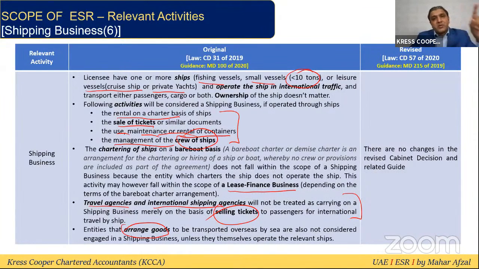We need to stick to the basic definition, and the basic definition is that the licensee is involved in operating ships in the international traffic, in the international area. If the ships are being operated within the UAE, it will not be subject to ESR. If they are being operated out of the UAE, it will be subject to ESR. And the definition of the ship we have already discussed. There are no changes other than this.